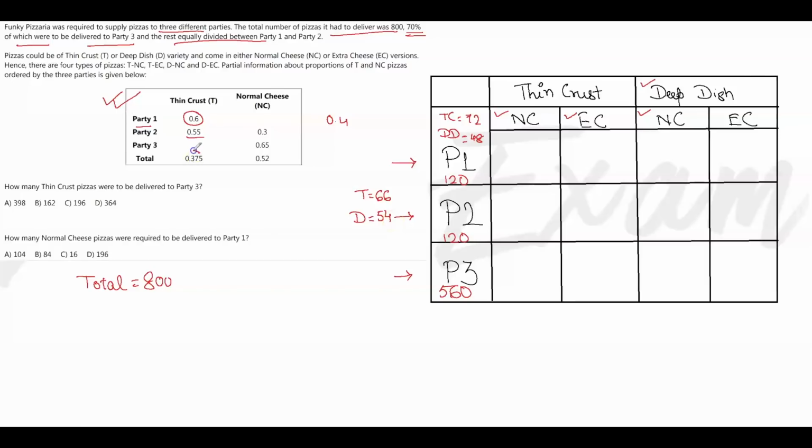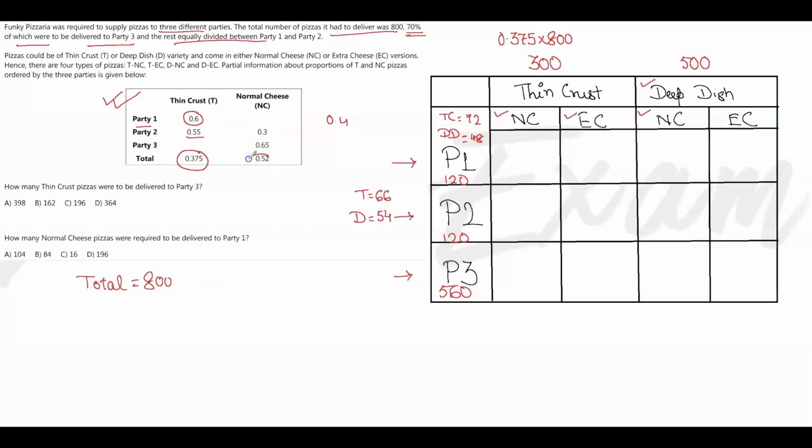However, I have been given the total number of thin crust pizzas, that is equal to 0.375. And this is what? This is 0.375 of 800. And that is equal to 300. So there were a total number of 300 thin crust pizzas that were delivered to all the three parties. That means the remaining pizzas, that is 500 other pizzas, were of deep dish type.